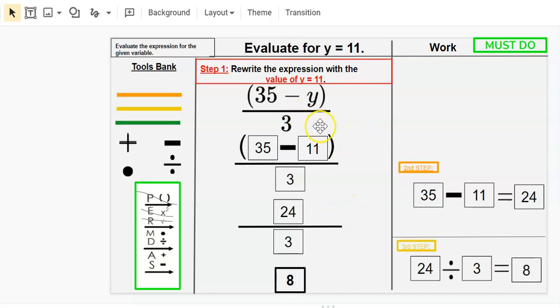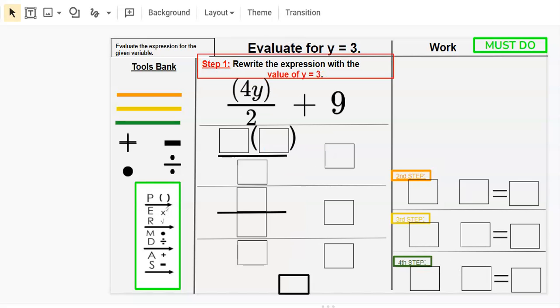So when we were given the expression 35 minus y divided by 3, and then given that the value of y is 11, we evaluated that and saw that 35 minus y divided by 3 when y equals 11 is 8. We're going to do one more example where we are using that fraction bar as a division symbol. So here's another example of that.